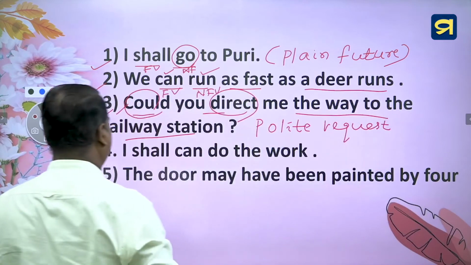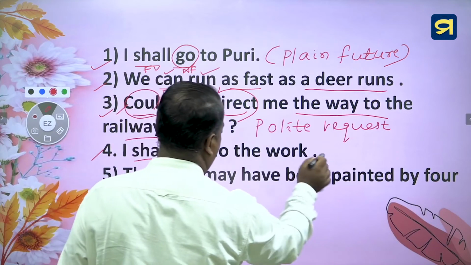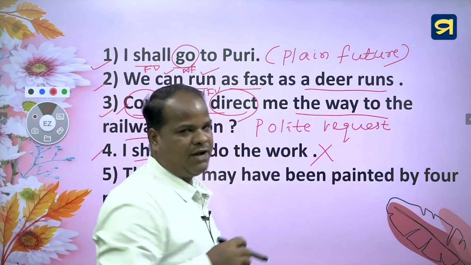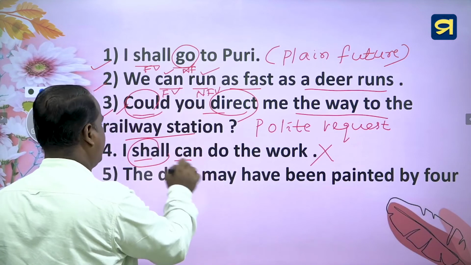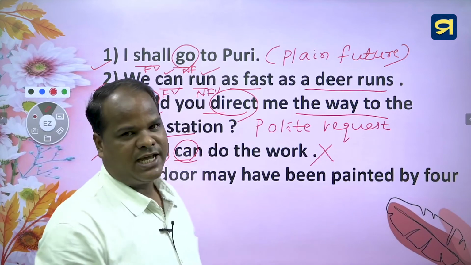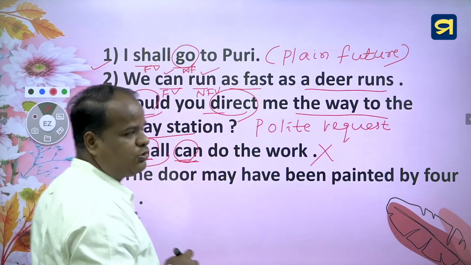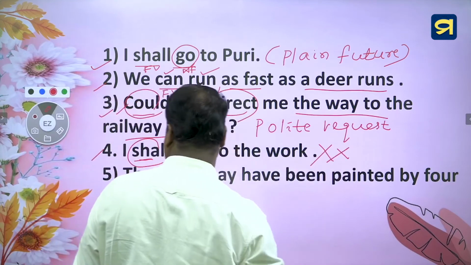Next example, I shall can do the work. This sentence is completely wrong because we have discussed that two modals like shall and can cannot be used together in a simple sentence. Here shall and can have been used together, so this sentence is grammatically wrong.